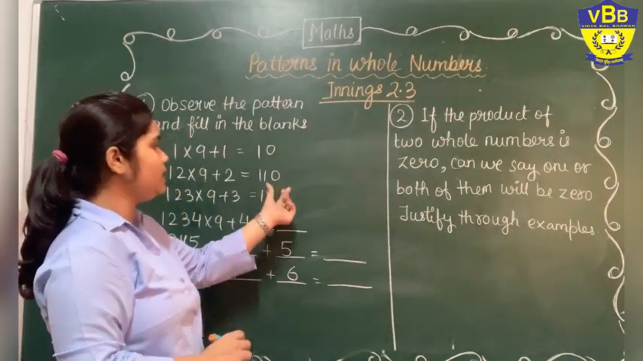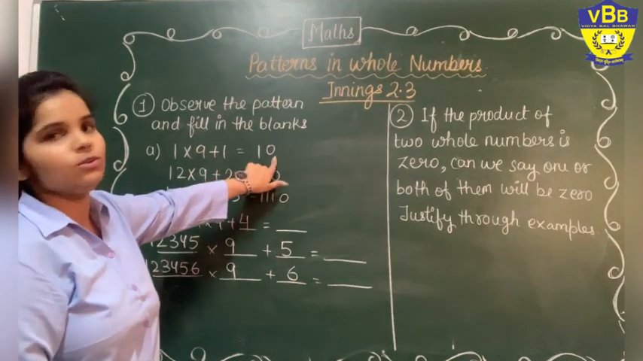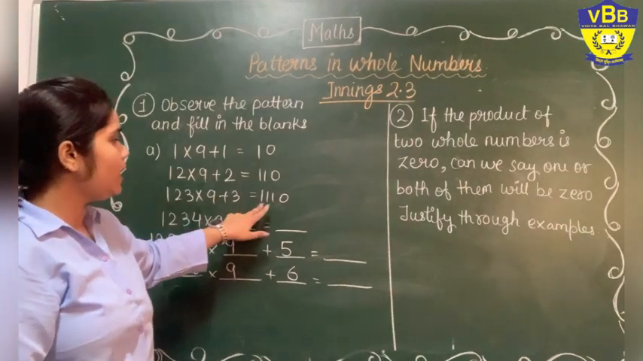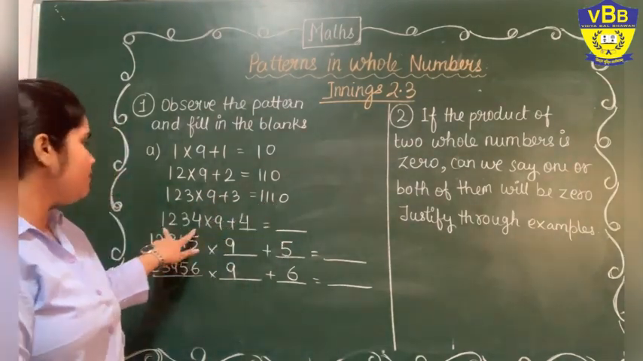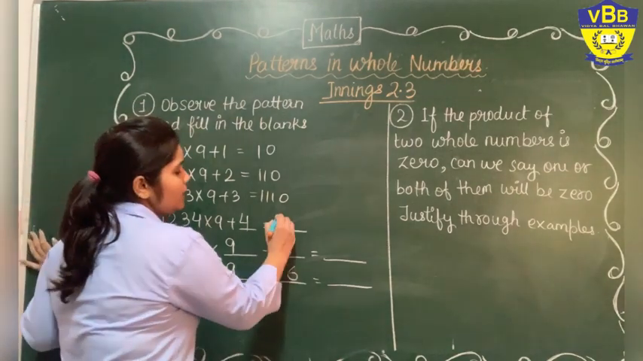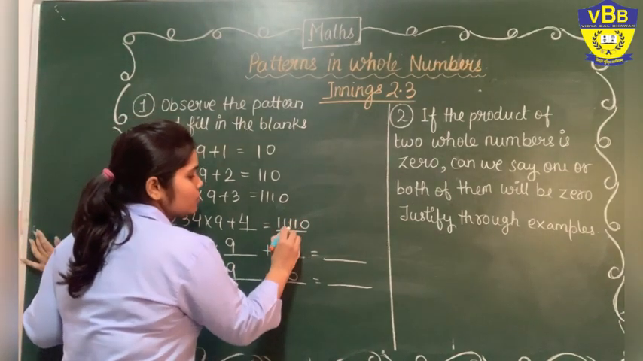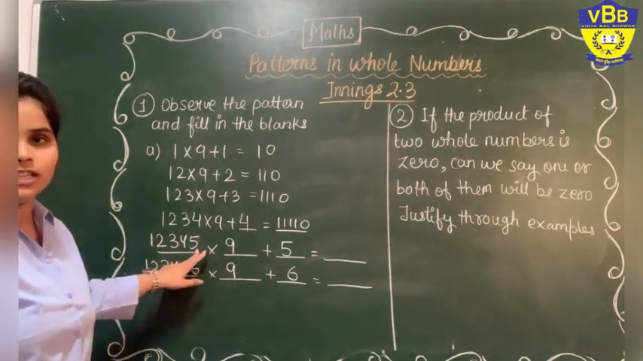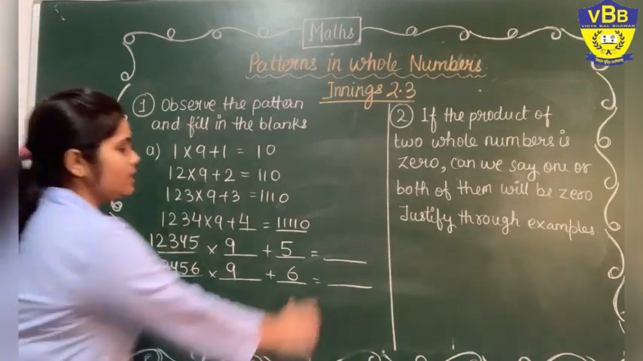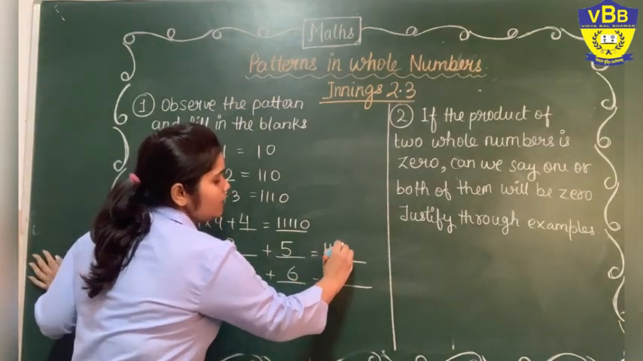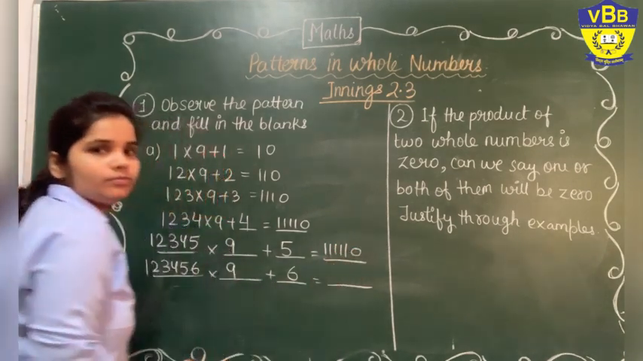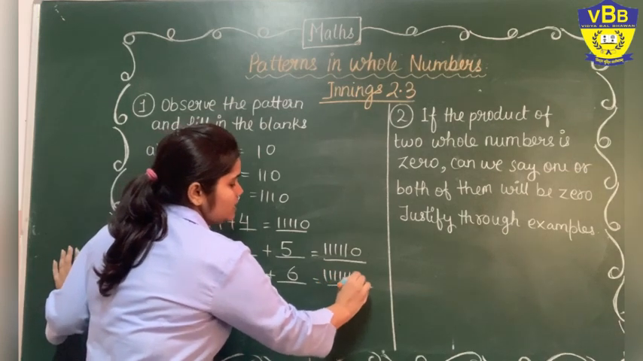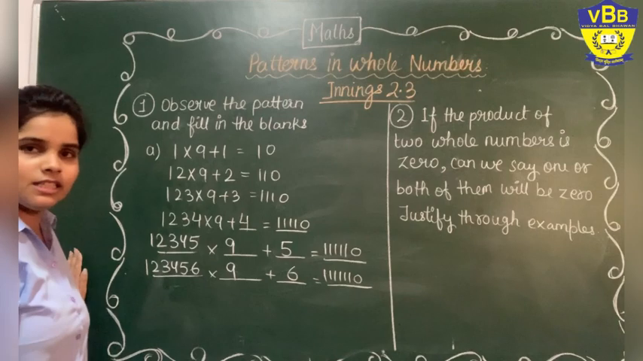What is the product we are finding? 110, 2 digits, 2 ones and 0. 1110, 3 ones and 0. So here are 4 ones, so there will be 4 ones and 0. So the answer is 11,110. Here 5 digits are there. 5 ones and 0. 6 ones and 0. I hope this question is clear to all of you.